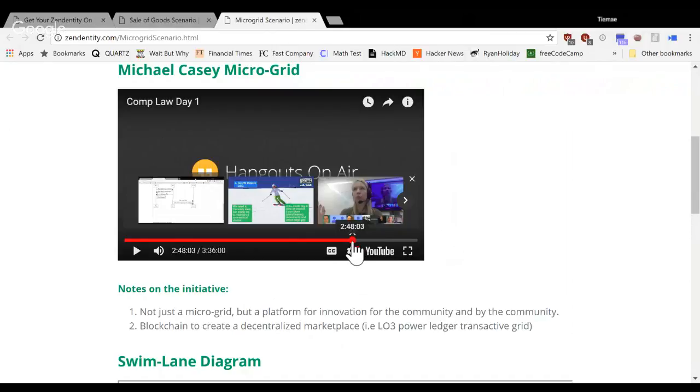Who knows Michael Casey? Anybody? He's one of our heroes. He came by the class that TMA and I collaborated on, and described a very interesting project he has going. Project Ledger. Power Ledger. It's not Power Ledger, but it's a microgrid project in Puerto Rico.